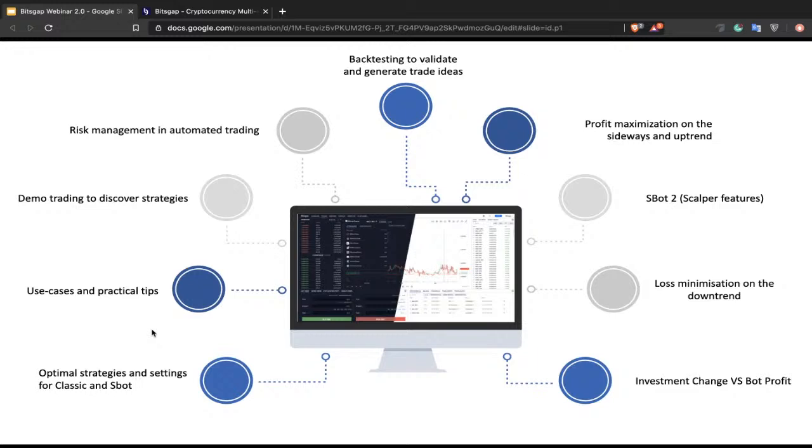And one of the confusing topics, investment change versus the bot profit. So these are the terms that we've created, and for some traders, even experienced, who've been trading at Bitsgap for quite a long time, investment change and bot profit is still quite confusing. So I will go through, demonstrate to you how these metrics are calculated and what makes them different and what unites them.